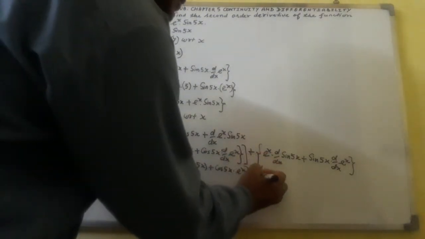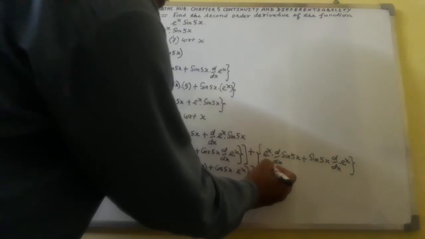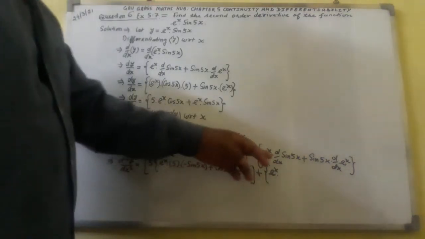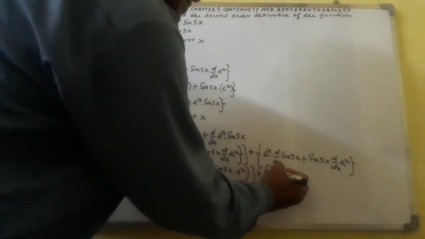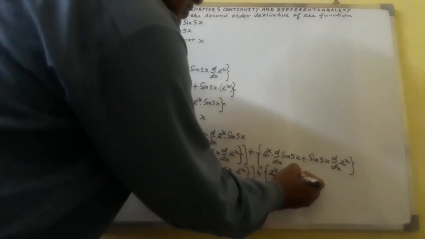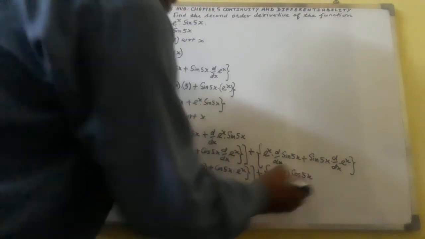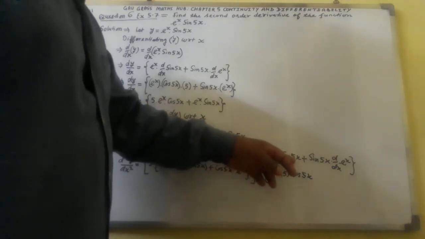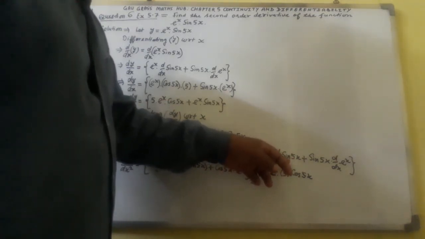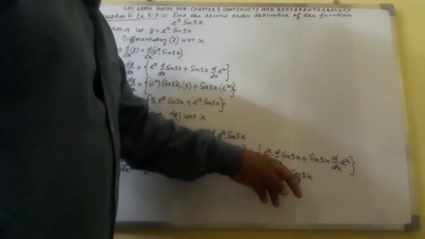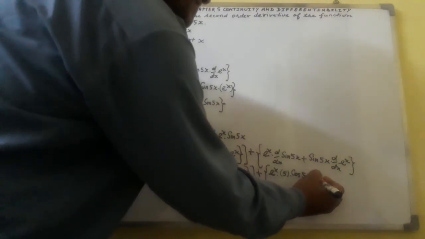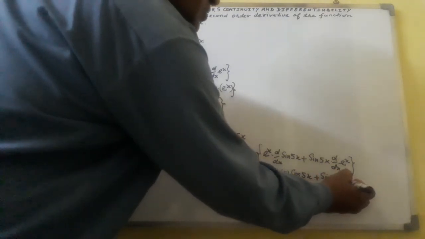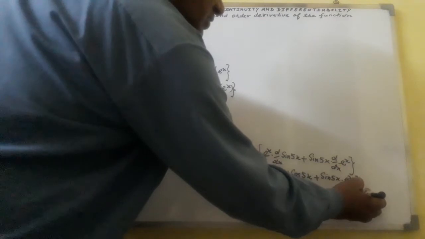Plus here I shall write, open here curly bracket, e raised to the power x dot d over dx of sin 5x comes out to be 5 dot cos 5x. d over dx of sin 5x comes out to be, this 5 will be written here, 5 dot cos 5x plus sin 5x dot e raised to the power x, curly bracket close.